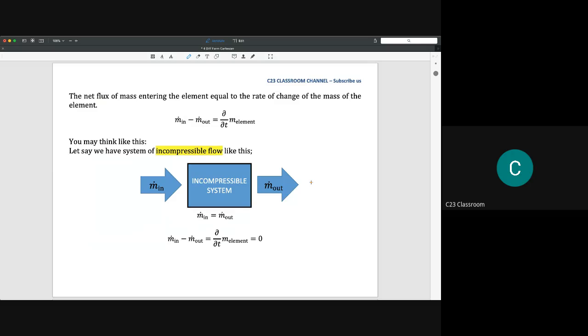So the most common situation is we assume that this system is filled by incompressible flow, and the fluid has already filled all the volume here. Because it is incompressible, it cannot be compressed. So everything that goes in must equal everything that goes out. In the very simple situation, we could write that mass inlet must be equal to mass outlet. So this is the basic idea.